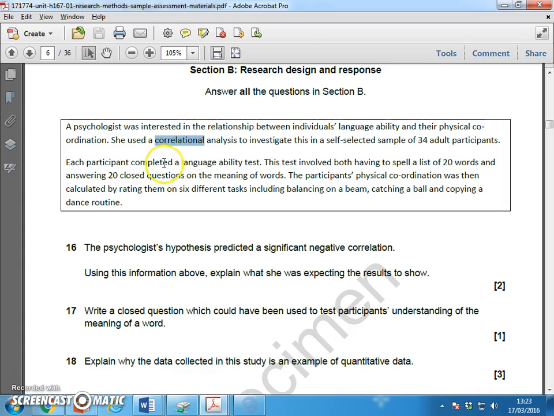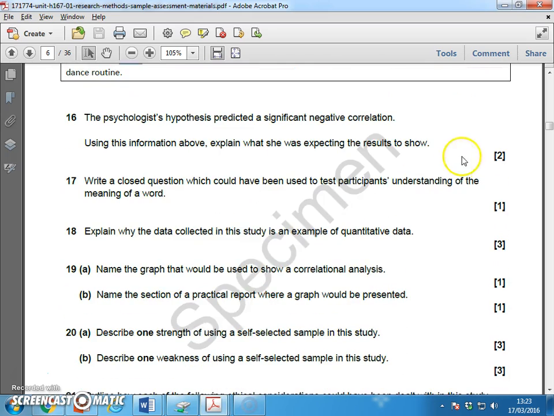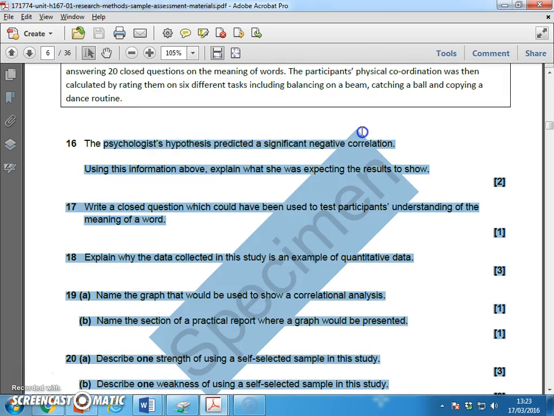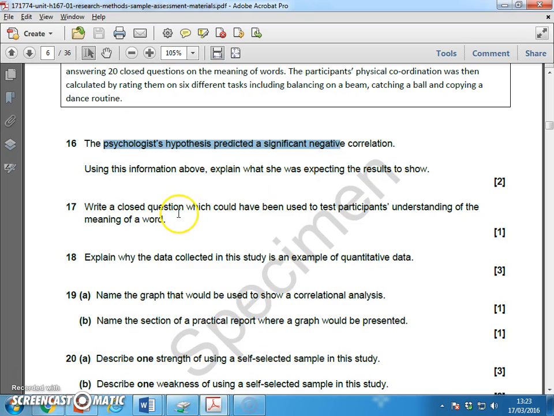Okay. Each participant completed a language ability test, so that's going to be the measurement of variable 1, 20 words. And the physical coordination is variable 2. 6 different tasks, balancing on a beam, copying a dance routine. So it's the rating of their performance on these 6 different tasks. Okay, you've then got a few different questions, things like they predicted a significant negative correlation.